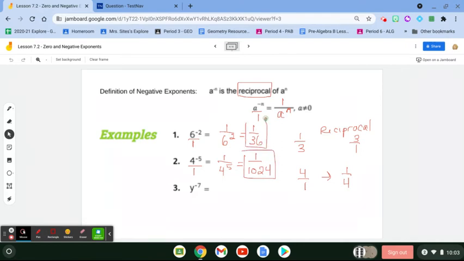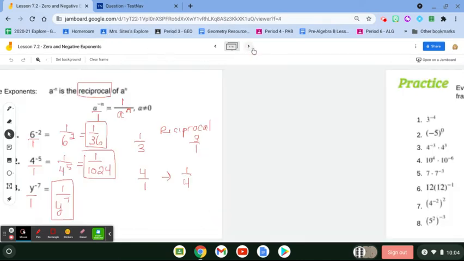Okay, and again, it also works for variables too. If you put a 1 underneath it and you flip it, when you flip it, that exponent becomes positive. That's the whole point in doing that. So your final answer would be 1 over y to the 7th power.